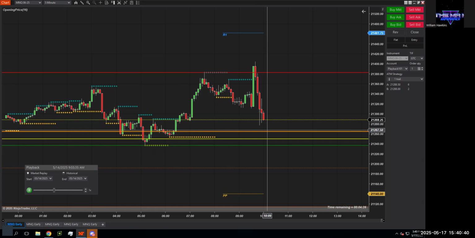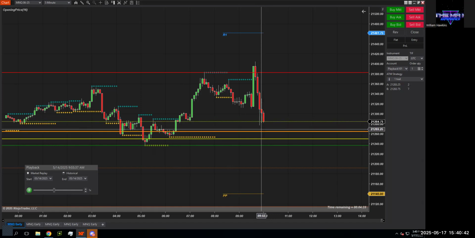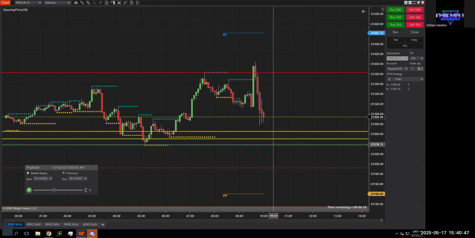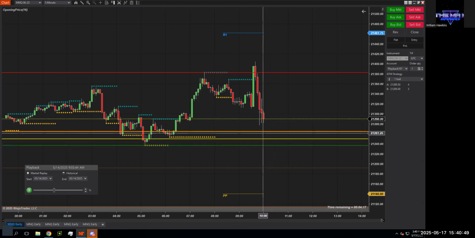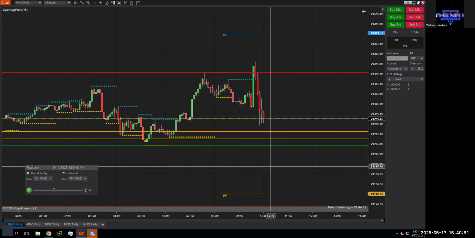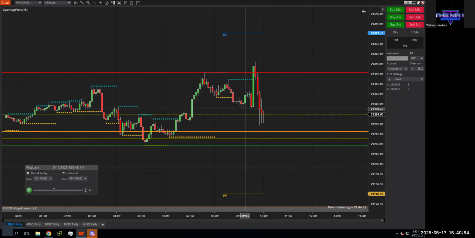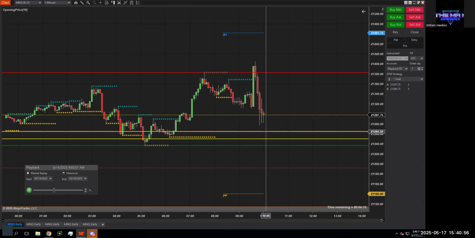If it's below the market, I'm looking for a buy. If it's above the market, I'll look for it to come up and sell. So if the market is below the LIS, I'll look for a sell. Right now, the market is above the LIS, so I will look for a buy if it came down here.